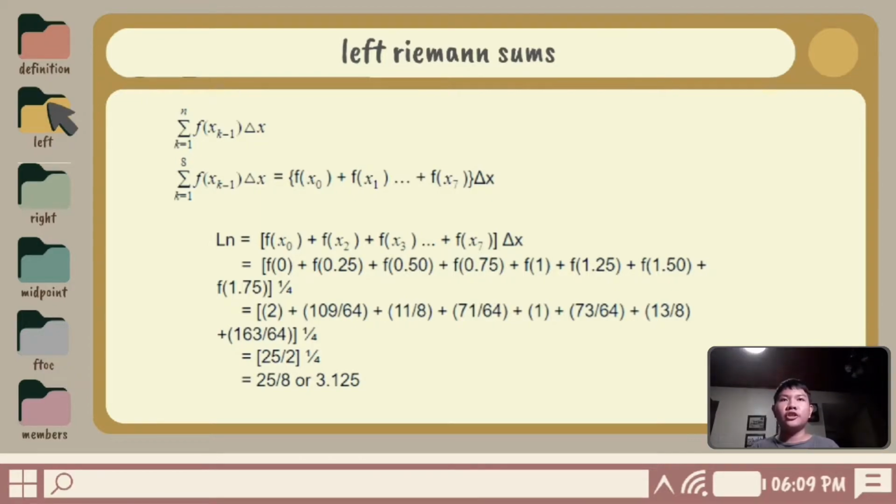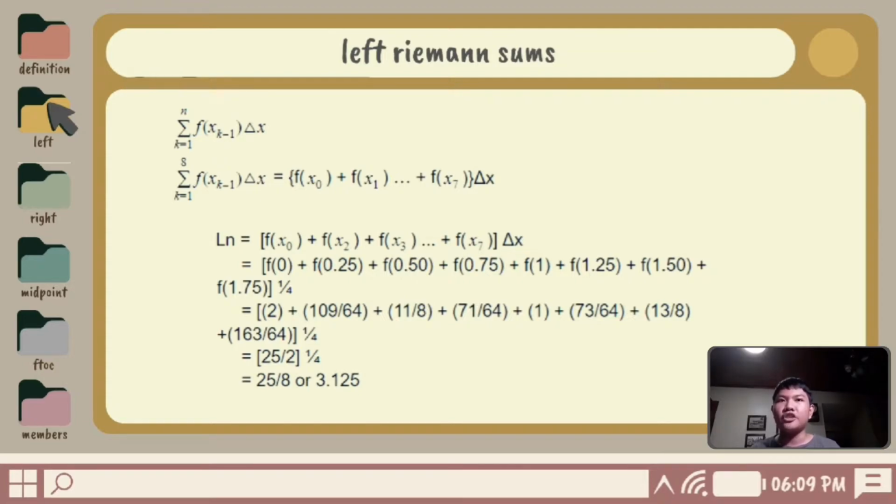This will make the solution L_n equal to the addition of f of x sub 0 plus f of x sub 2 plus f of x sub 3 up to f of x sub 7 times delta x. So the first procedure of this will be f of 0 plus f of 0.25 plus f of 0.50 plus f of 0.75 plus f of 1 plus f of 1.25 plus f of 1.50 plus f of 1.75, all to the power of 1/4.